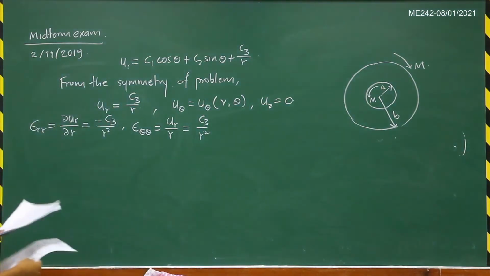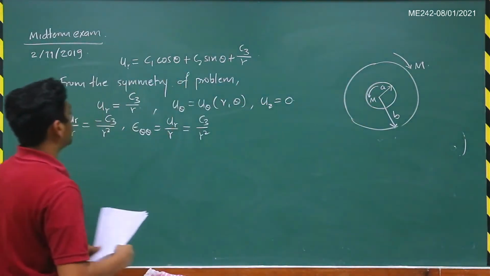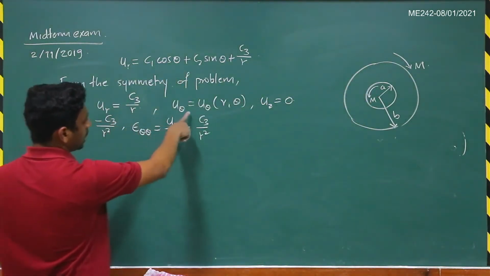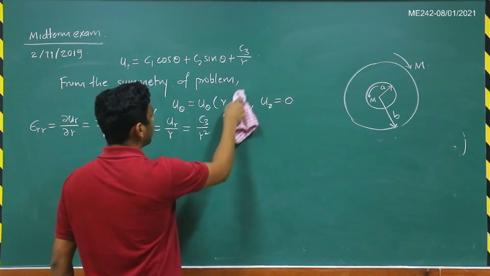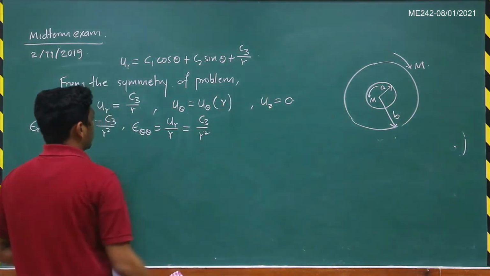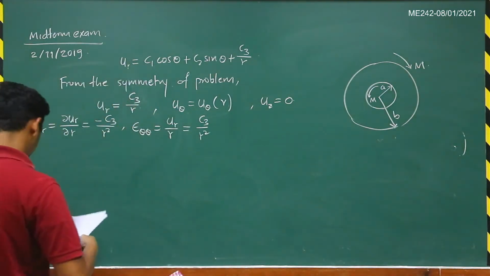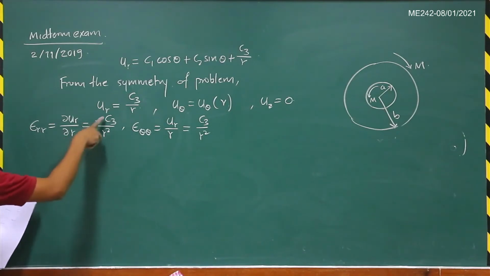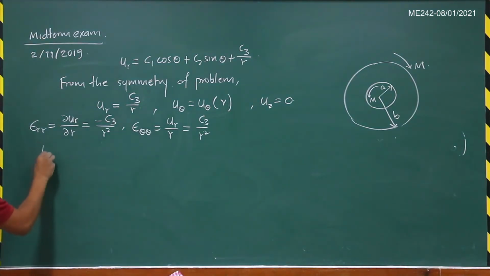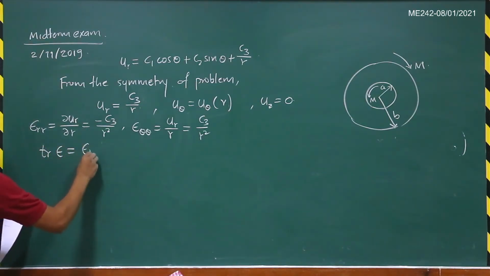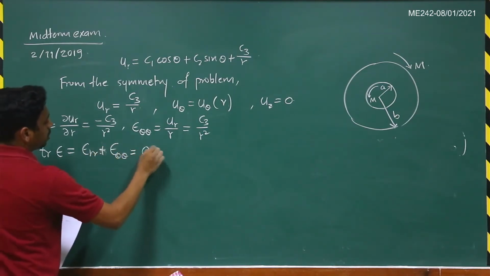Again, while solving this particular problem, we have made an assumption that due to the symmetry, u_r is a function of r alone, and similarly u_theta would be a function of r alone. So basically this problem can be treated as an axisymmetric problem, so that these displacements are functions of r alone and there is no involvement of theta. So we have epsilon_rr equal to minus C3 by r squared and epsilon_theta theta equal to C3 by r squared. From this the trace of epsilon, which is epsilon_rr plus epsilon_theta theta, is 0.